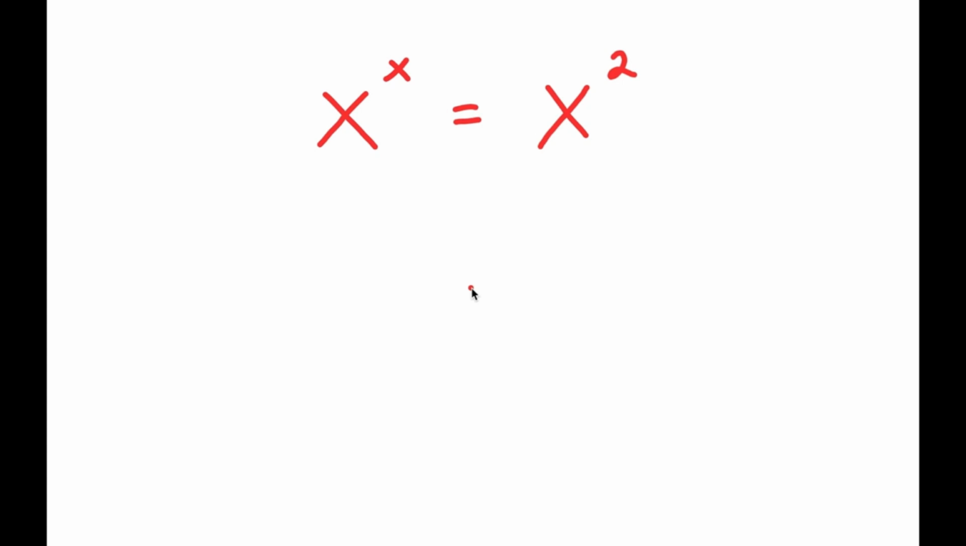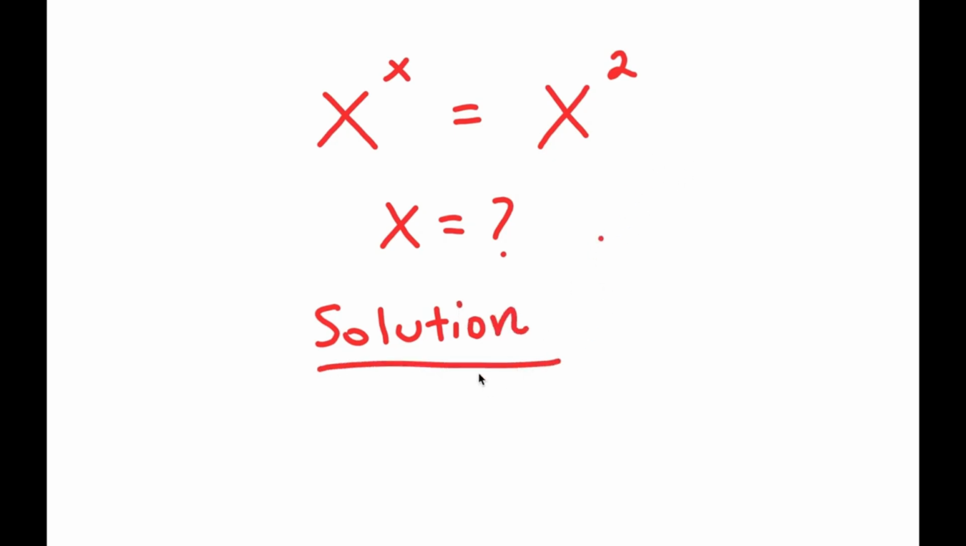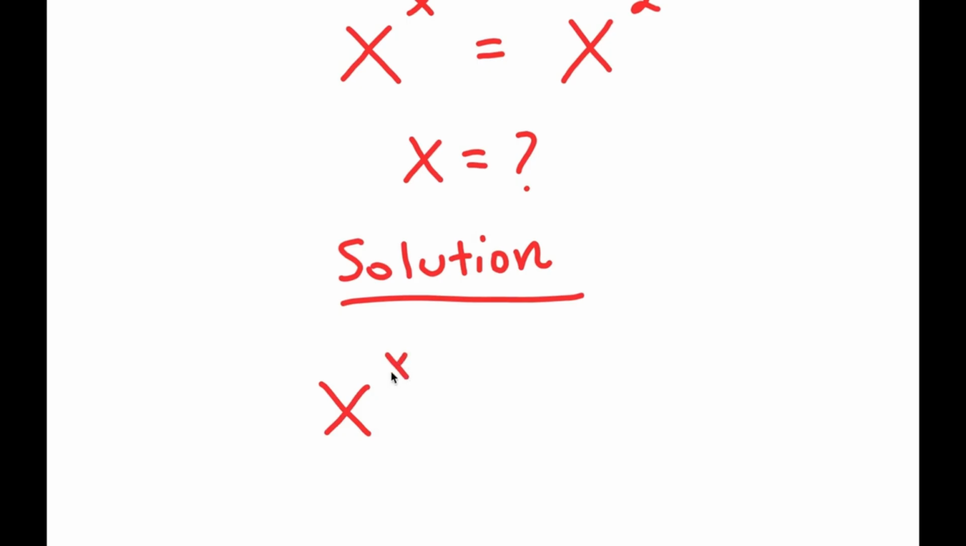Alright, so in this problem, I have x to the power of x is equal to x to the power of 2. So I want to find the value of x here. So for my solution, I'm going to first start by rewriting my equation. So x to the power of x is equal to x to the power of 2.